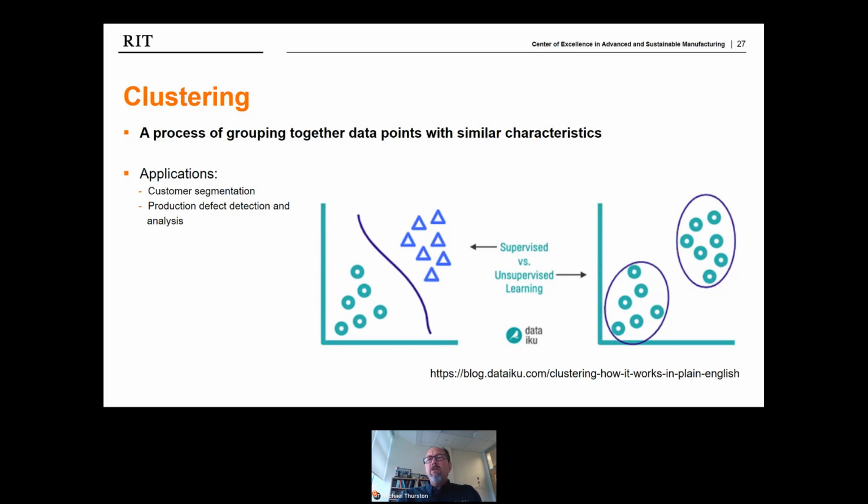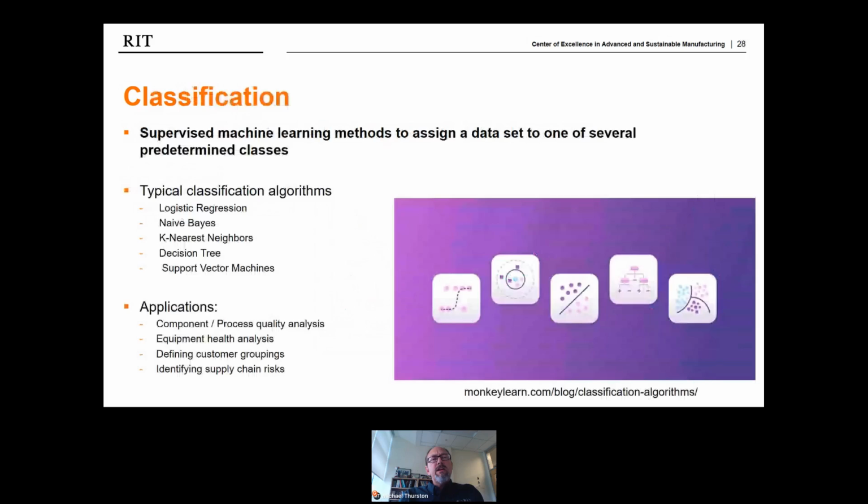So clustering can be done with unlabeled data, so unsupervised, and it can also be done with labeled data, where you know ahead of time and have decided what group your training data is in. So you've already labeled your data as, if you're looking at a quality issue, for example, a defect or a non-defect. And that kind of leads to the next one.